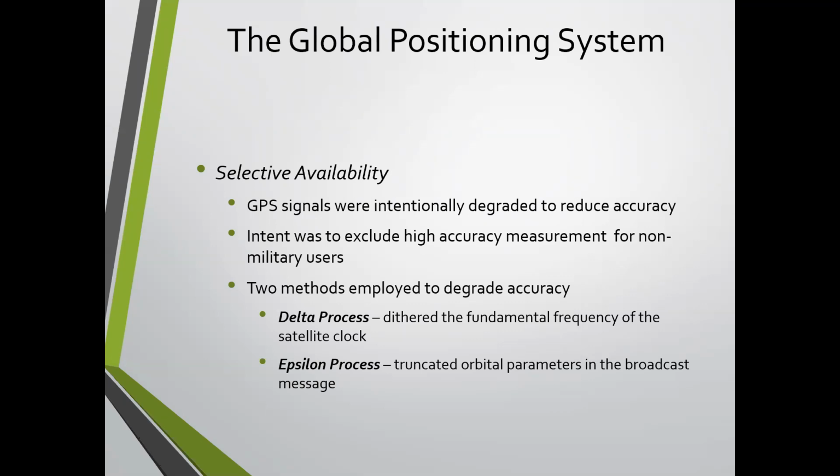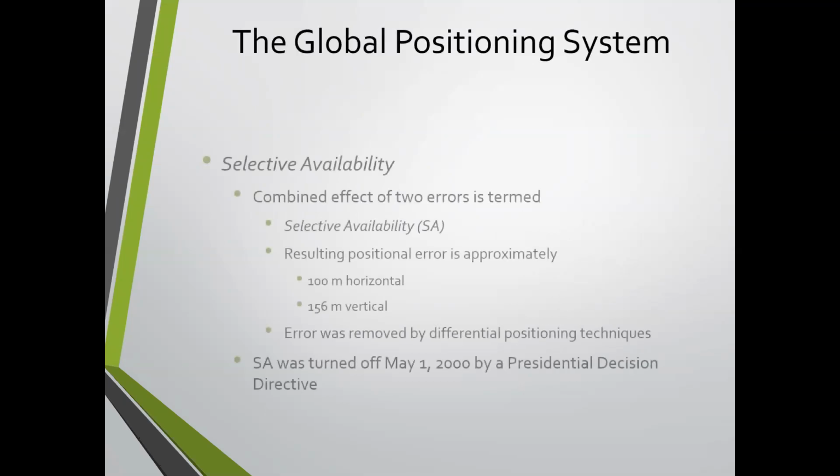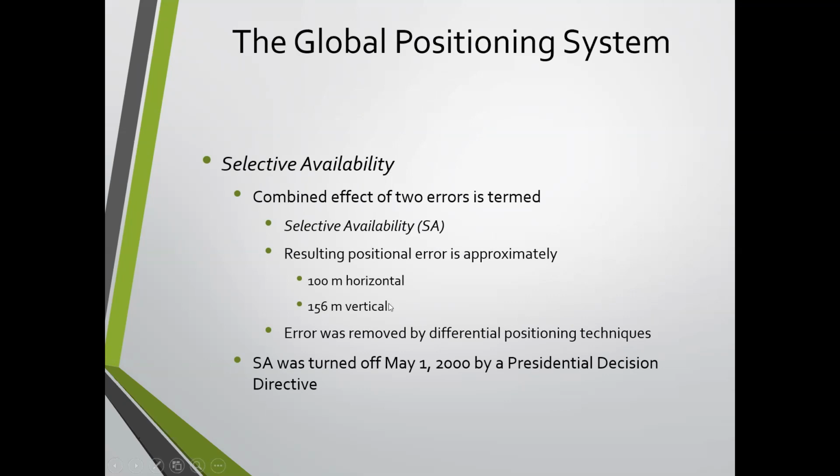But again, what it did was it encrypted errors into the messages. So this was a problem if you're trying to do real-time work, but it wasn't a big deal as long as you did post-processing, because you get rid of it. The combined effect of the two errors when you had selective availability on was 100 meters horizontal and 156 vertical. So that's quite a bit. And that error could be removed by doing differential positioning techniques. But again, it was typically done as a post-process thing. You couldn't have done it on the fly real easily.